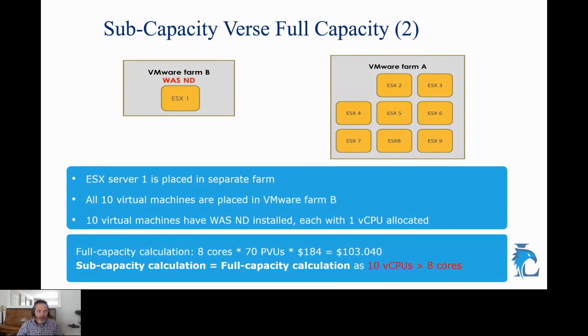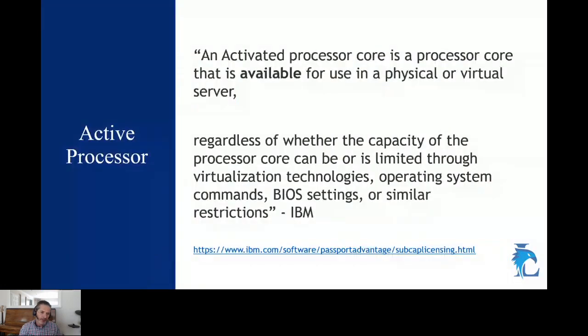At this point, I did want to comment on the definition of active processor as IBM sees it. It's just something to be aware of, because you'll hear us constantly talking about PVU and cores and active processors. An active processor core is a processor core that is available. Keep that word in mind. It does not have to be used for use in a physical or virtual server, regardless of whether the capacity of the processor core can be or is limited through virtualization technologies, OS commands, BIOS settings, or similar restrictions.